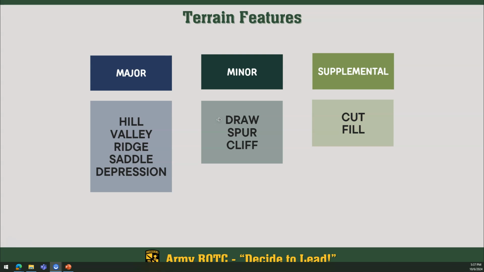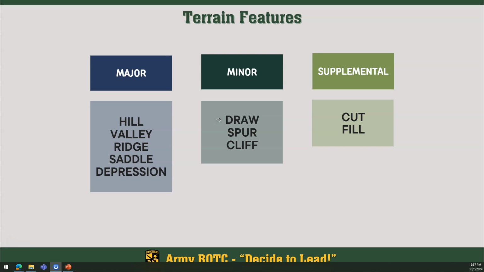And then you got your cliff. Everybody knows what a cliff looks like, but it's a very quick and dramatic drop off of something larger, right? And I'll show you what that looks like as far as how it's designated on a map. Now, supplemental features, these are man-made. So we have cuts and fills. Cuts are cutting into a mountain maybe to create a road, create space to put in a railroad. That's what cuts are for.